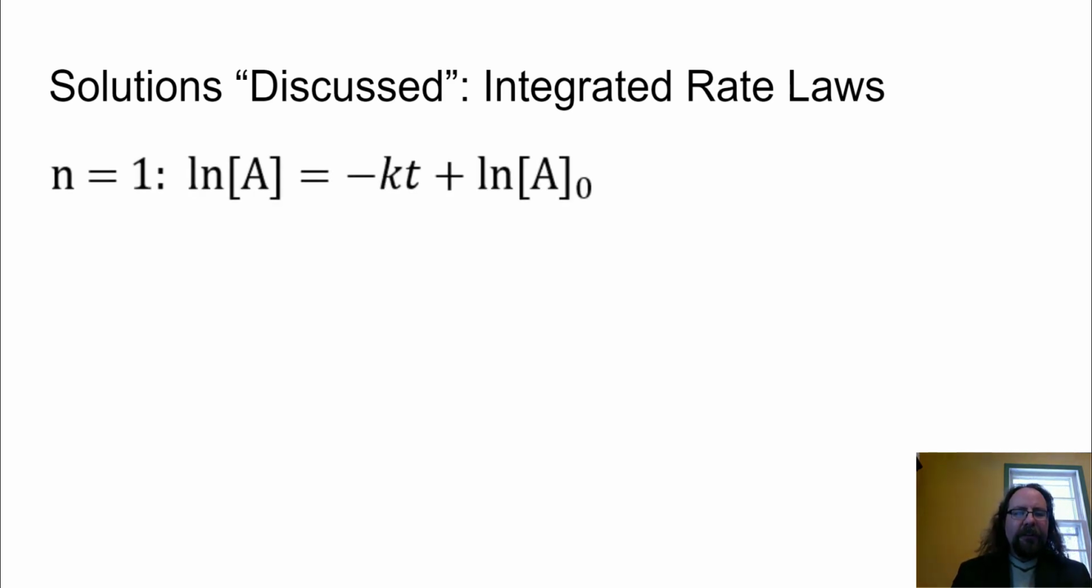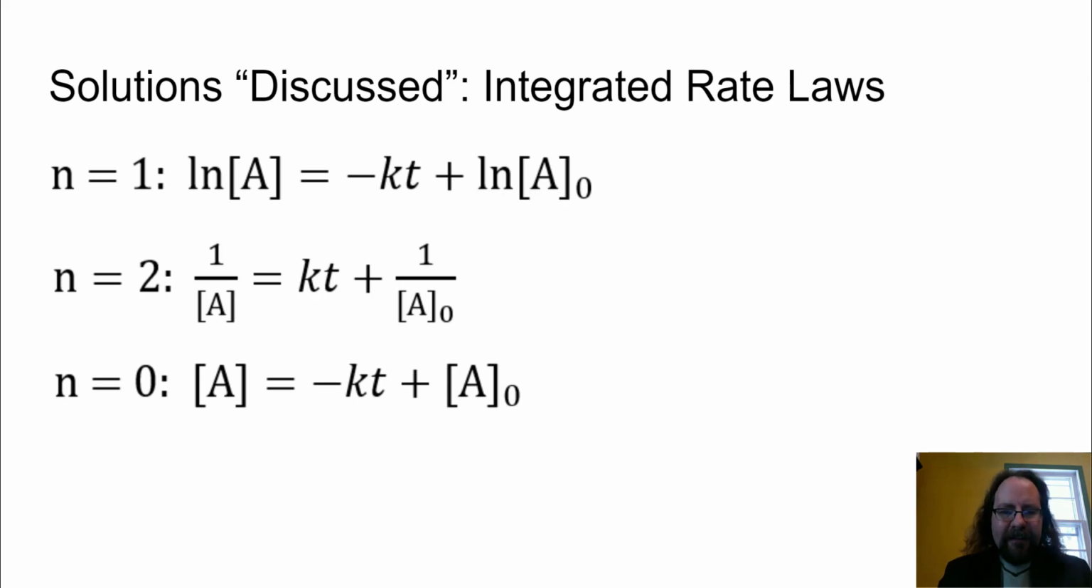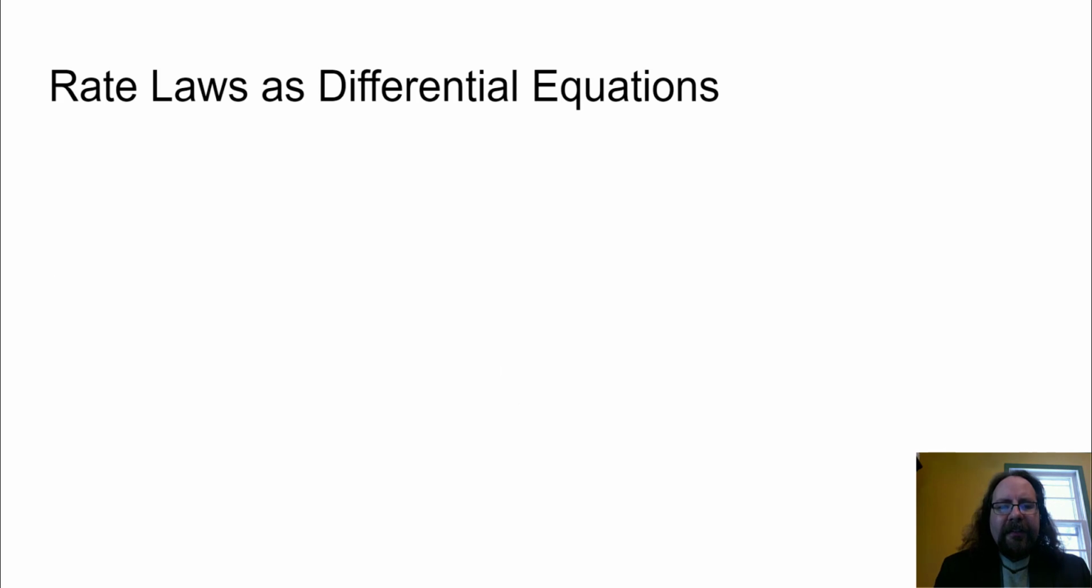So for the first order solution, this is it: the natural log of the concentration equals negative kt plus the natural log of the initial concentration. For n equals 2, we have the reciprocal of the concentration at any time is equal to kt plus the reciprocal of the initial. And for n equals 0, this is the only one where the concentration of A is isolated on the left side. We have our linear relationship of negative kt plus the initial concentration. And we will be discussing the sort of weird format that these equations are in and why that matters later in this video. Now, to actually solve these problems, we're going to have to write them formally as differential equations.